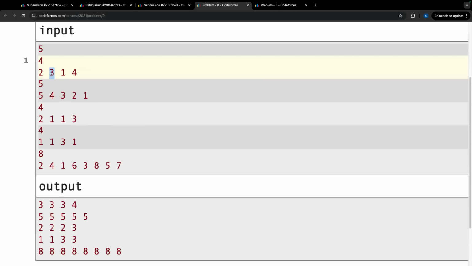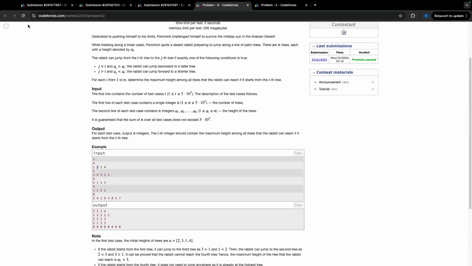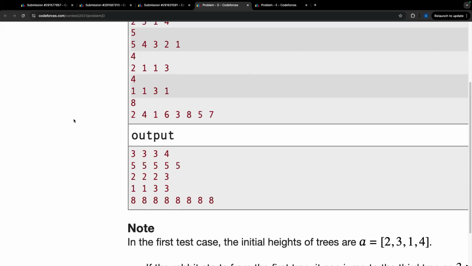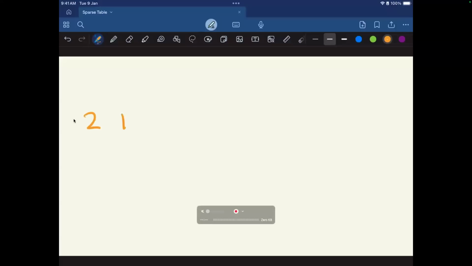Okay, so if this much is indeed clear for all of y'all, let me share the solution of the same. So guys, let's have a look at the problem. Okay, just give me 1 second. So guys, 2 1 4 6 3 8 5 7. Okay, this is our array, guys.